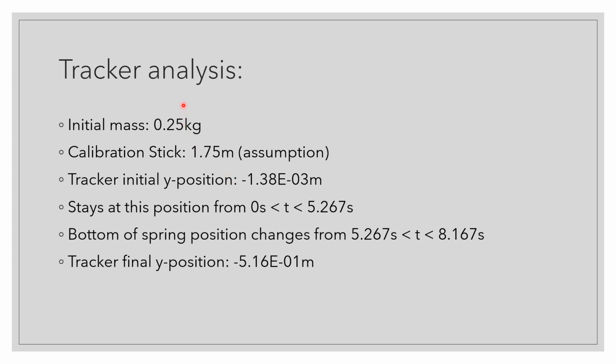So this is my Tracker analysis, and this is the initial mass, 0.25 kg, and the calibration stick, 1.75 meters, which is the assumption. This is my initial Y position, and it stays at this position from 0 seconds to 5.267 seconds. This is when it was not dropping. Well, it was dropping from his hand, but the bottom of the Slinky remained motionless or constant or unchanged. And then the bottom of the spring changes, so it begins to fall down at that time and the ending time of 8.167 seconds. And this is the Tracker final position.